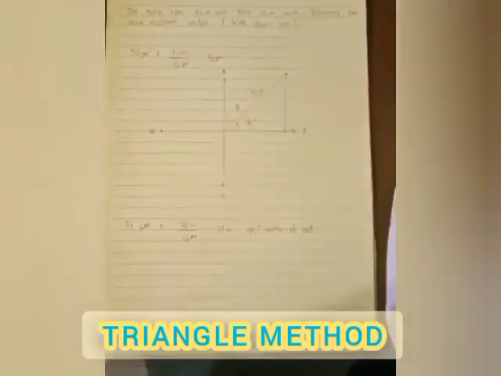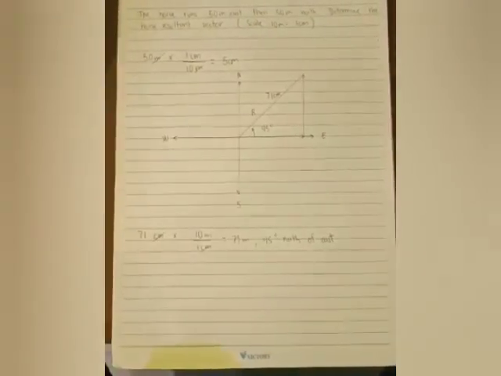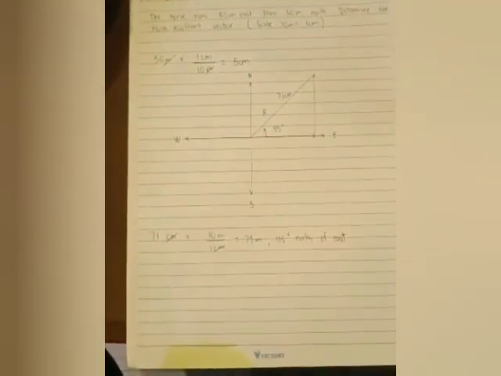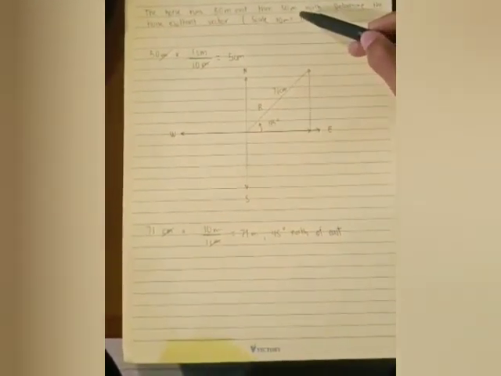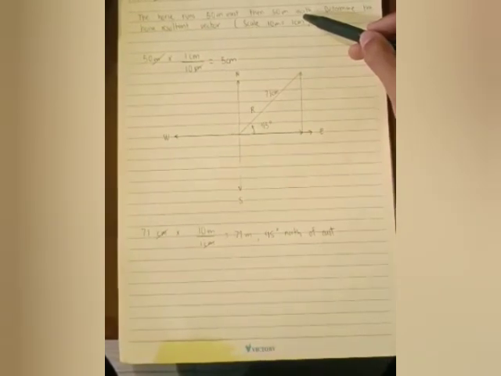So this is my example of triangle method, also known as tip-to-tail method. The horse runs 50 meters east and 50 meters north. Determine the horse's resultant vector. So this is our scale: 10 meters is equal to 1 cm.